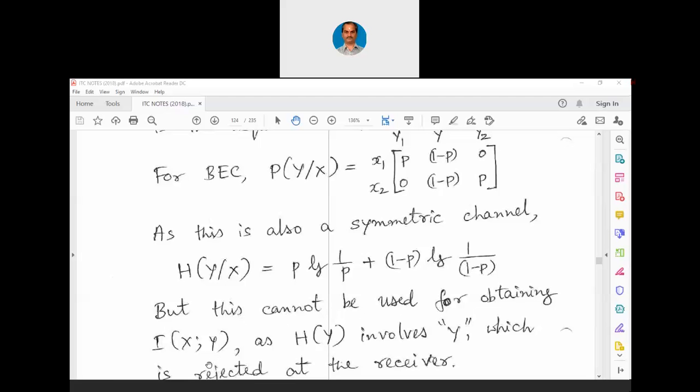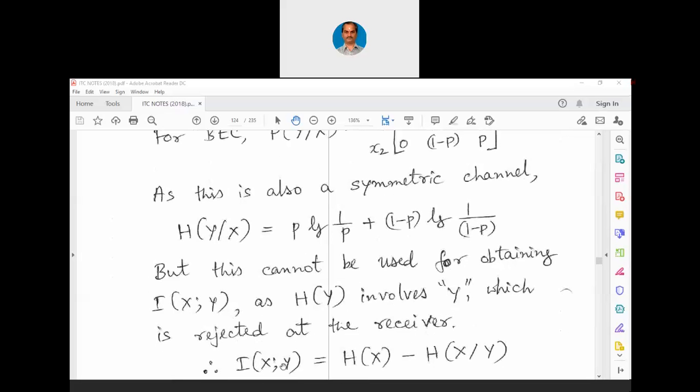This cannot be used for obtaining the mutual information. Why? H(Y) involves this y also, meaning along with y1 and y2, there is this erratic symbol also. And we definitely know that this corresponds to error. But this y is getting rejected at the receiver itself. The receiver is intelligent to identify which one is the defined alphabet set and which one is not. That is how this is called an erasure channel. So H(Y) involves y, which is rejected at the receiver. So this particular equivocation cannot be used to obtain the mutual information now.